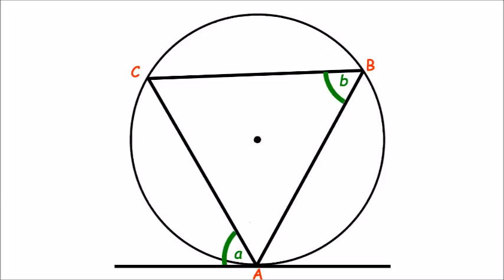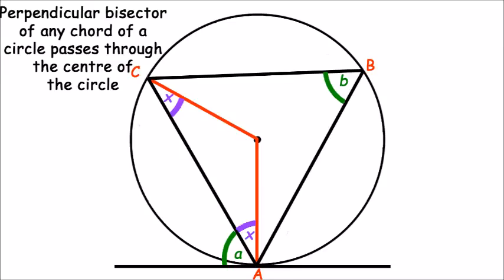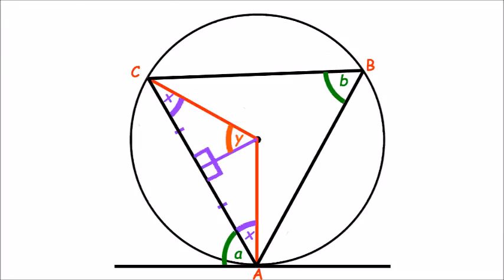Before we can do this, we need to draw in our radii from points C and A to the center of our circle, and we can see that we have formed an isosceles triangle, and we can mark the angles between the chord and each radius as angle x. If we apply the circle theorem that states that the perpendicular bisector of any chord of a circle passes through the center of the circle, we can create two congruent right-angled triangles, and we can mark the angle at the center of each triangle as y.